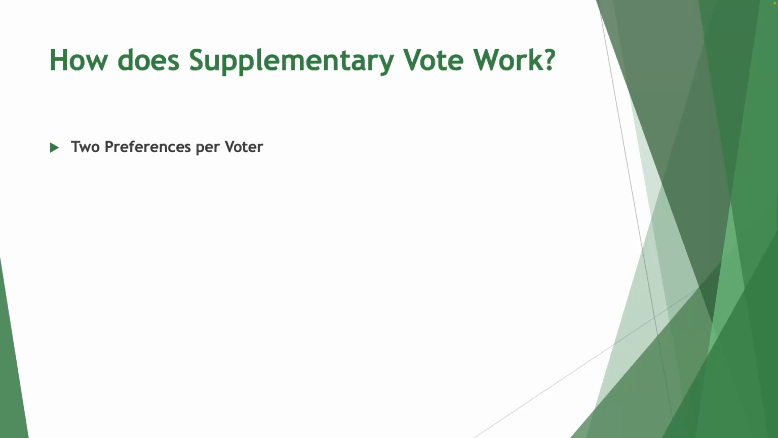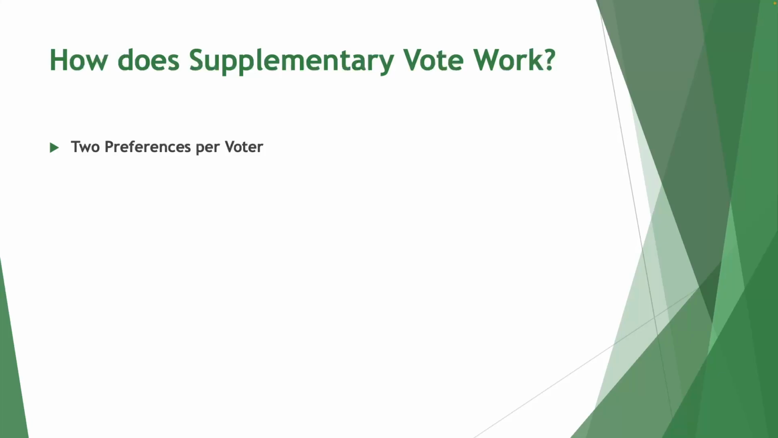So with a supplementary vote election, you would have two preferences. Your first preference will be the Green Party. That is the candidate who you would want to see winning. And then you would have a second preference. This would be the backup choice, in case your first preference is eliminated and is no longer able to run in the election.